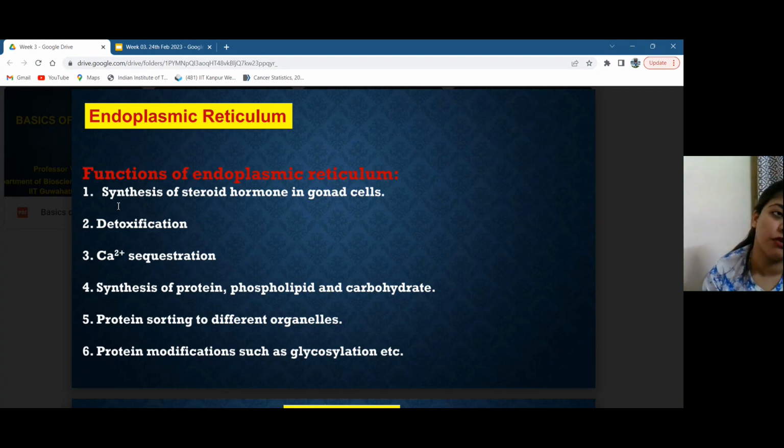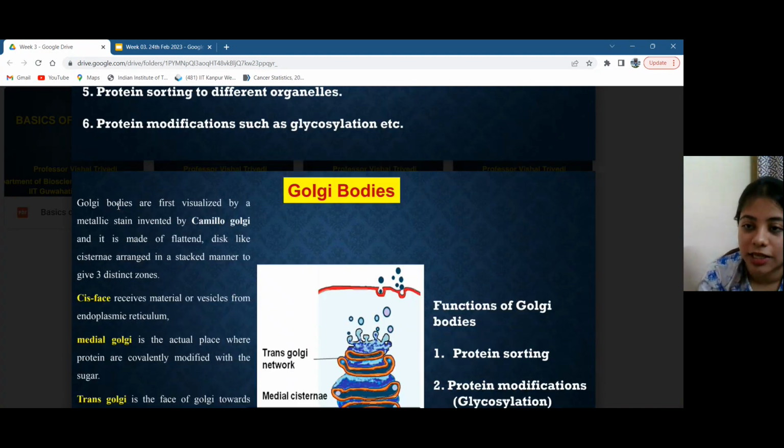The levels of calcium within a cell are responsible for some signaling events. It's taken as a signal that, okay, something is happening. So under normal circumstances, the ER acts as a storehouse for this calcium and does not allow its untimely release, or it actually controls its release quite stringently. So that is one of its major functions. Then of course the synthesis of proteins, phospholipids and carbohydrates, sorting to different organelles, and other modifications which have not been covered here, such as glycosylation.